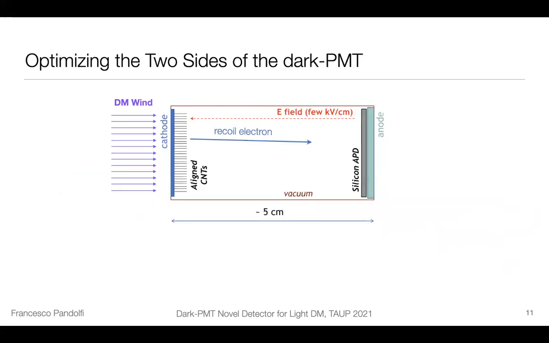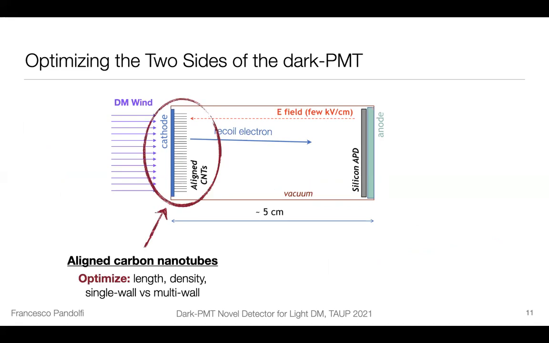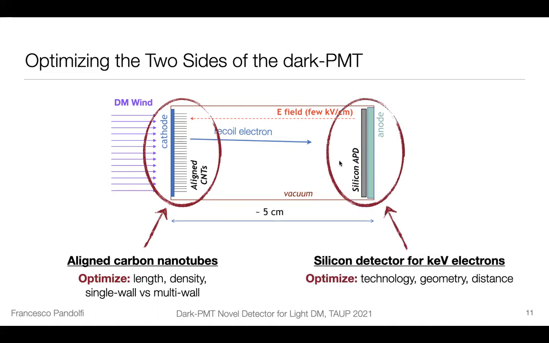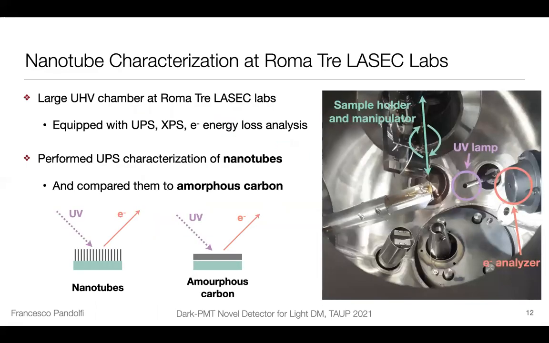So if this is the detector concept, then there would be 2 sides of the detector, and each of them would have to be optimized. So on one side, the target, the carbon nanotubes, we have to work on what is the optimal density, length, and configuration, and stuff like that. And then on the other side, we have to choose what sort of technology is optimal for detecting these keV electrons that are emitted by the target. So let's look at these things separately, and let's start with nanotubes.